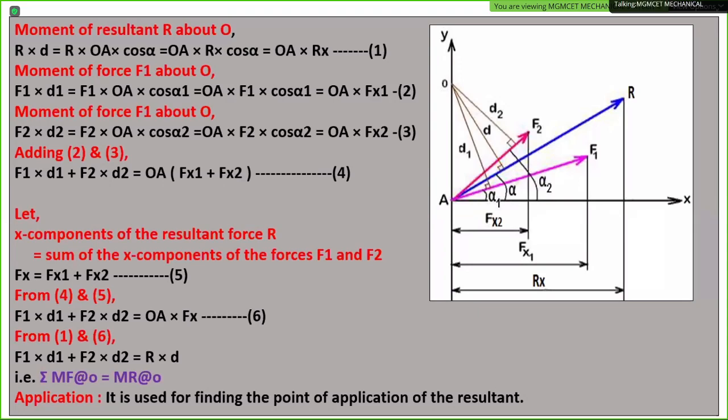Resolve, summation of f of x, summation of f of y, then comes resultant. R equals to square root of summation of f of x square plus summation of f of y square. Then tan theta equals to summation of f of y divided by summation of f of x. उसके बाद ये स्टेप ऐड हो जाएगा, nothing else.